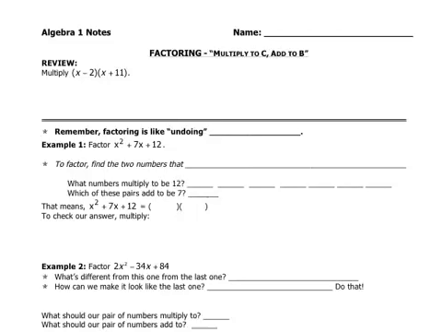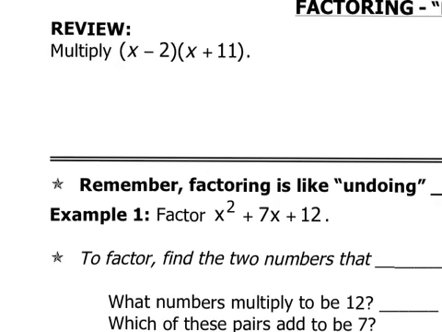Okay, so like I said, this is a very specific special case. It only works in very specific situations. So I want you to go ahead and do the multiplication up at the top. Okay, so we have x squared plus 11x minus 2x minus 22. And then I combine like terms. I have x squared plus 9x minus 22.